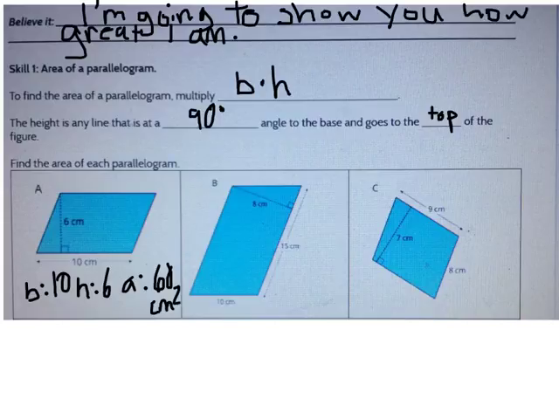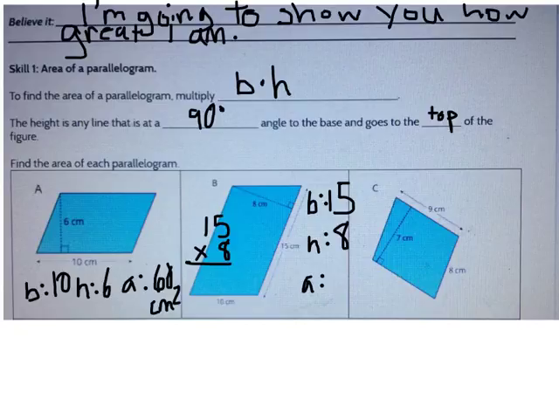Look at B. Let's go ahead and put a place for us to write our base, our height, and our area. What's the base? Here the base is 15. It's the side that is at a right angle to the height. What's the height? It's 8. So what's the area? What's 15 times 8? Well, 8 times 5 is 40. 8 times 1 is 8, plus 4 more is 12. So the area is 120 centimeters squared.